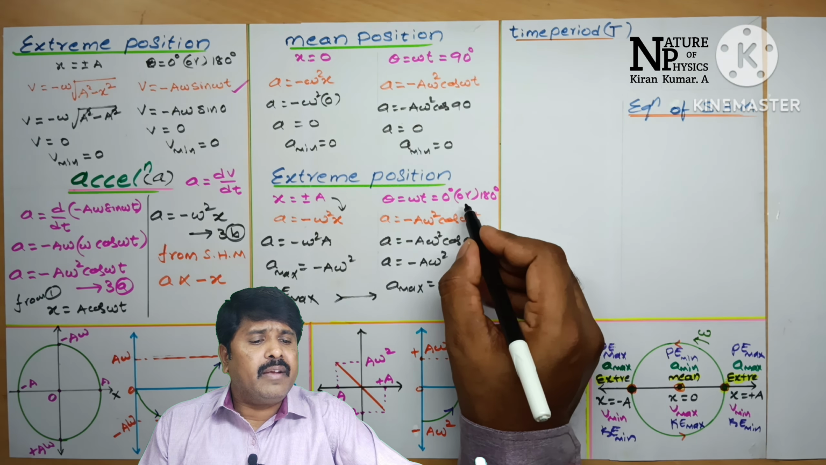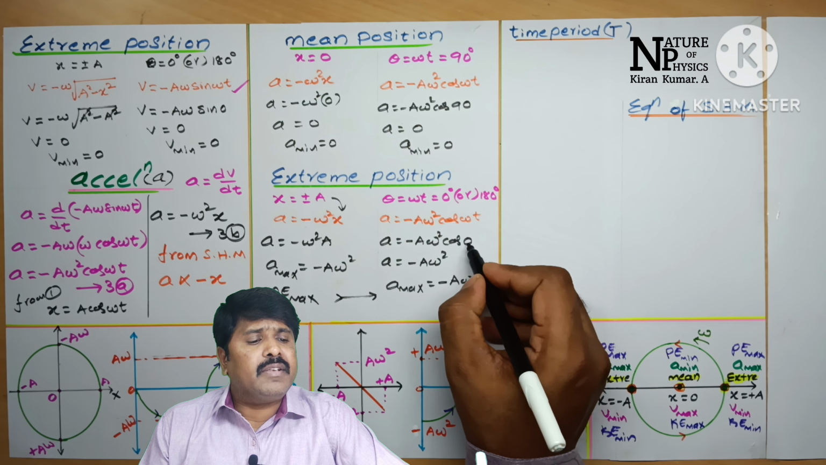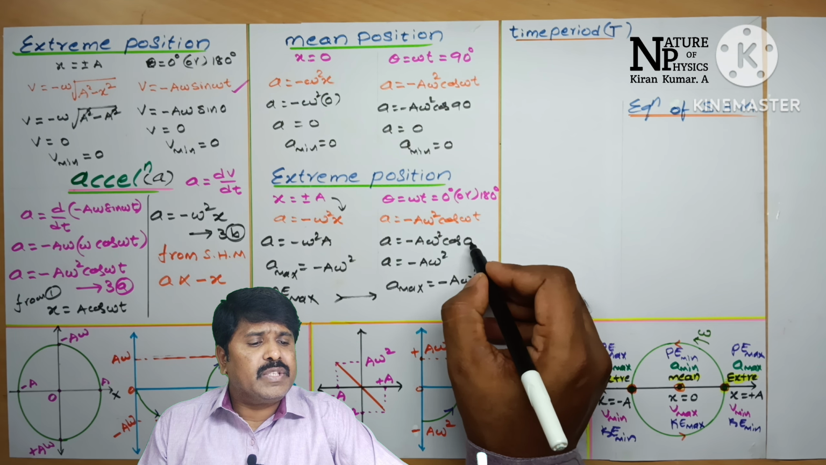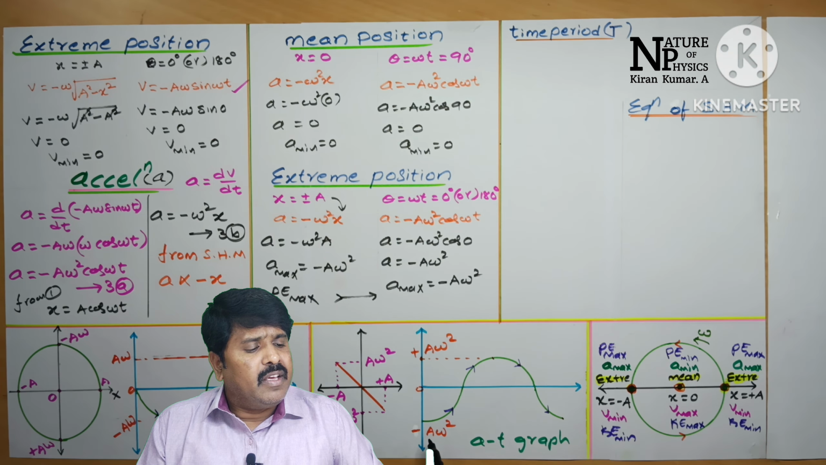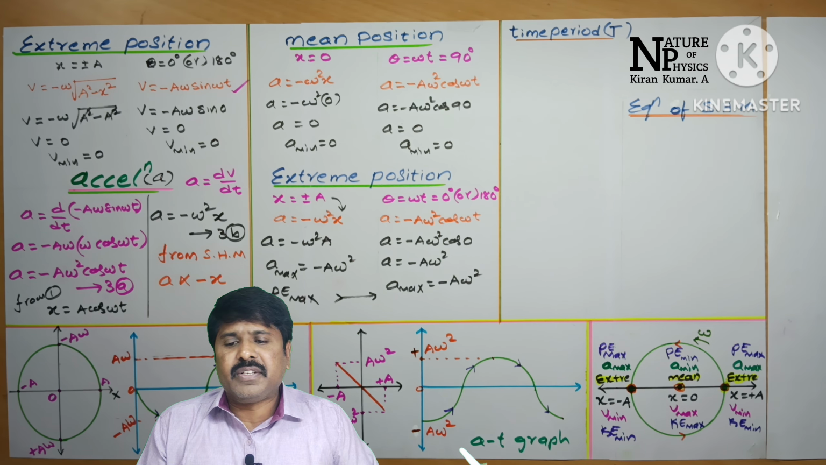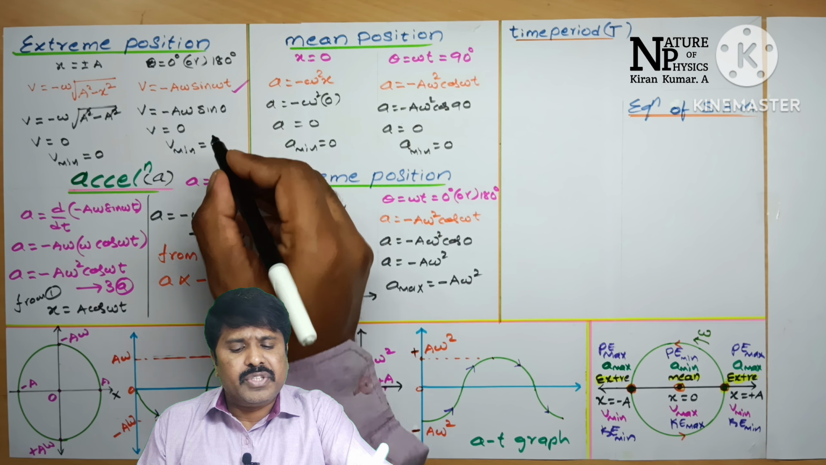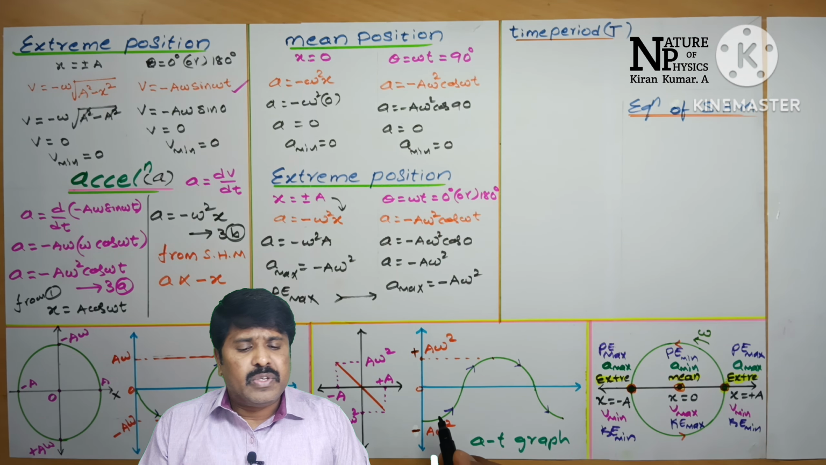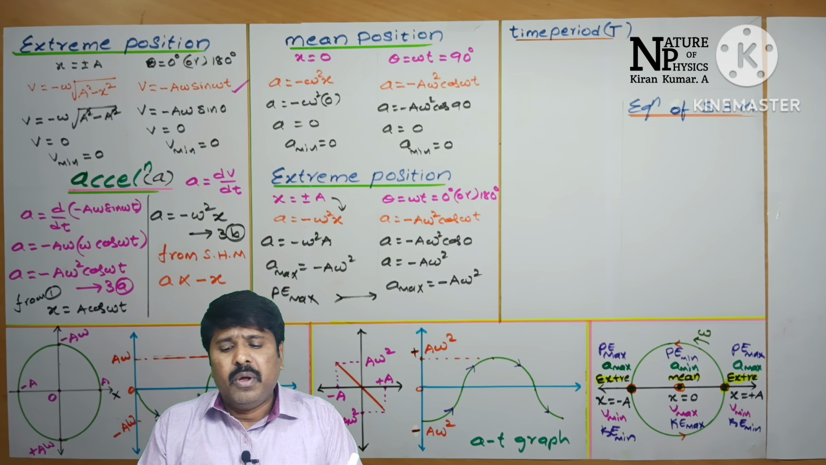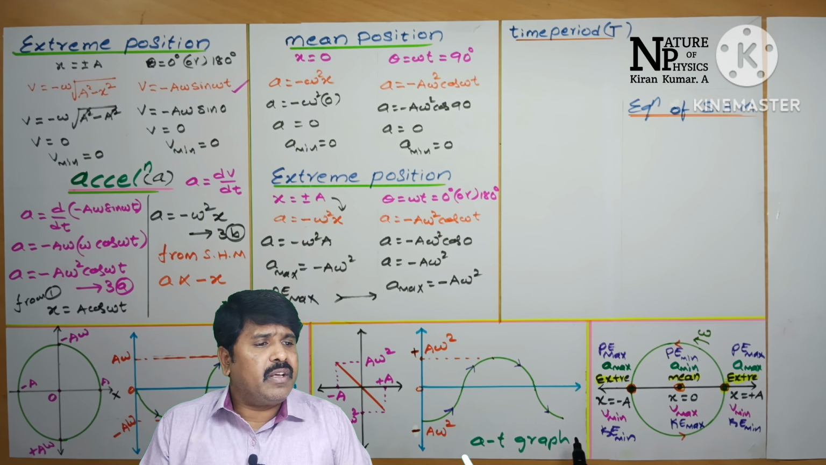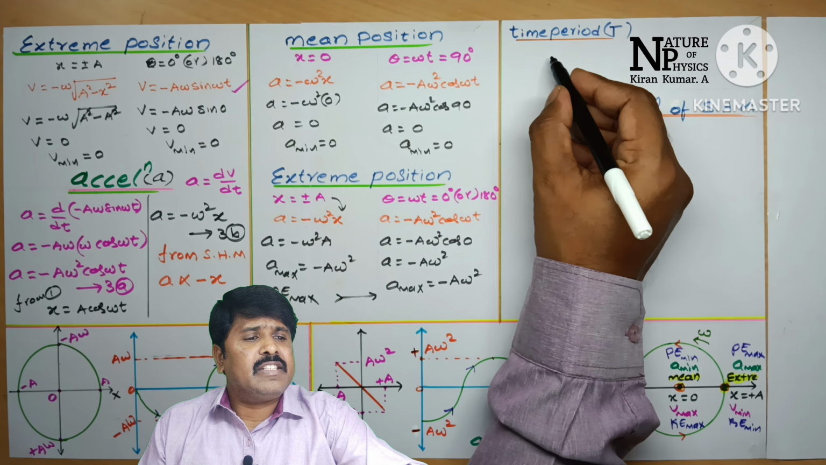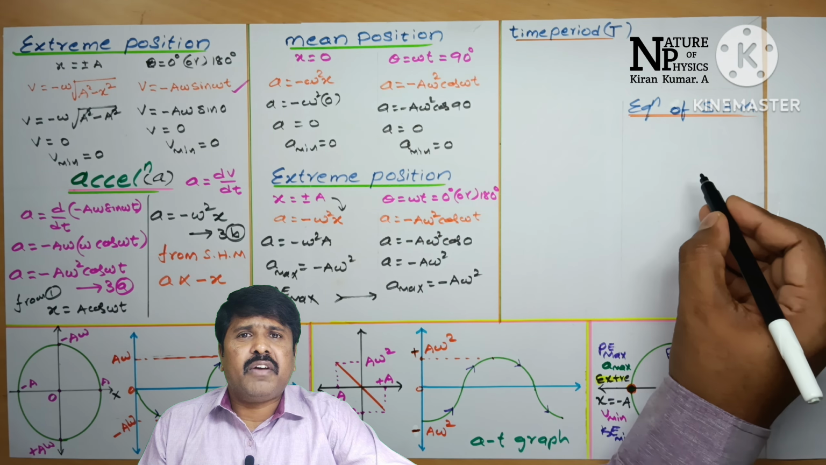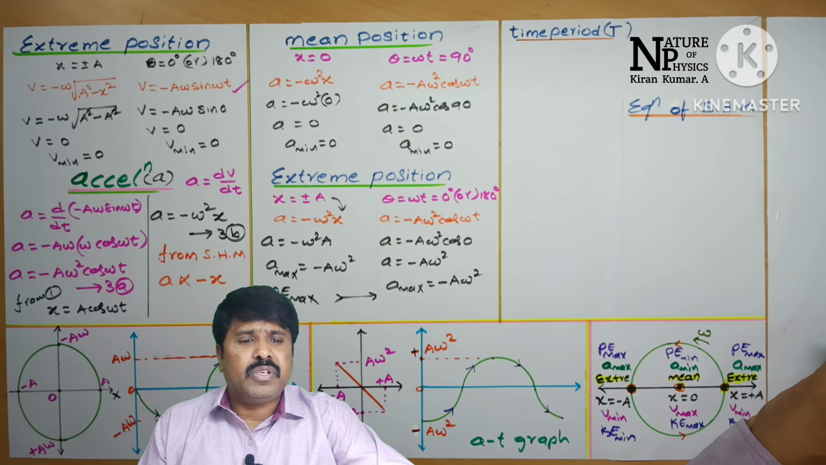See student, if we take theta equal to 180, we get cos 180 equal to minus 1, minus of minus is plus. Here also we are getting plus A omega square and also minus A omega square. Acceleration and velocity both have plus values and minus values represented. So I wanted to represent first the velocity graph and next the acceleration graph. After that I will discuss the time period and the equation of simple harmonic motion, student.